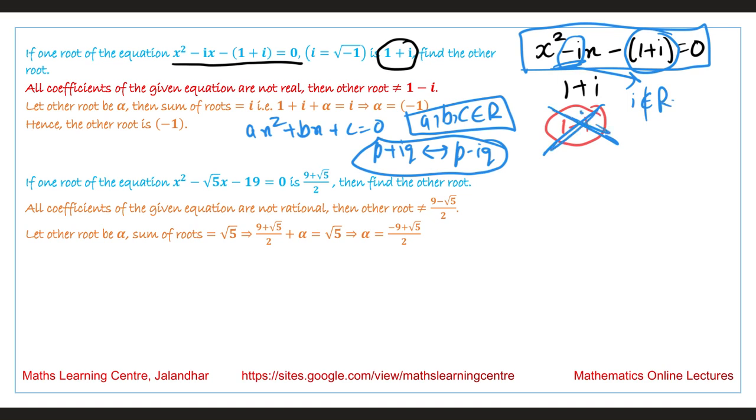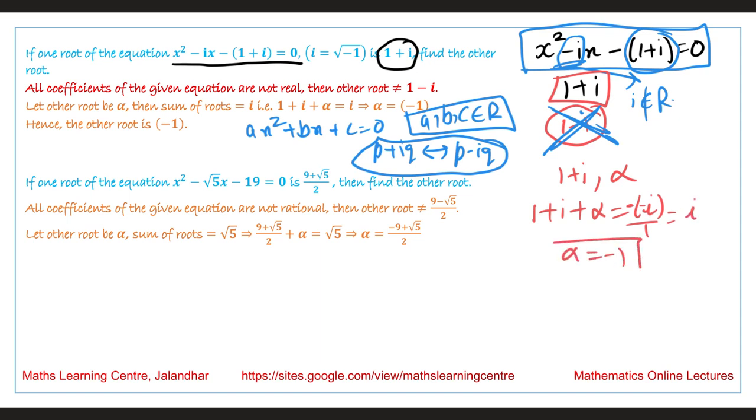So to calculate the other root, we use the result that, suppose one root is 1 plus iota, and let the other root be alpha. Then the sum of the roots, 1 plus iota plus alpha, should be equal to minus b by a, that means it is equal to minus of minus iota by 1, which is iota. So the value of alpha we obtain is equal to minus 1. So the other root of this equation is minus 1.